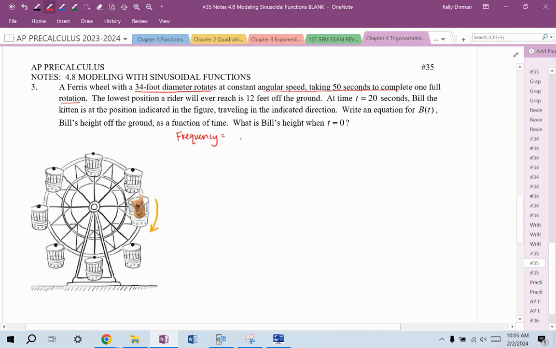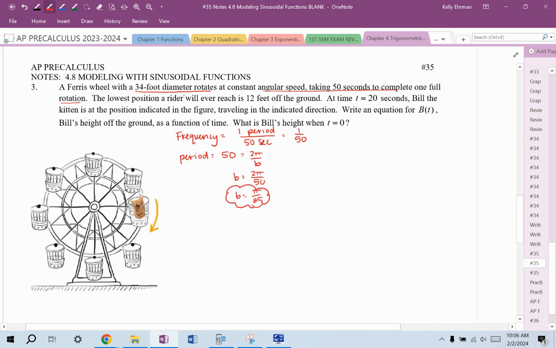It takes 50 seconds. Remember, it's how many periods per time is frequency. One full rotation is one period in 50 seconds. So that's 1/50th for the frequency. That means that the period is equal to 50, and that's equal to 2 pi over b. So that means that b is equal to 2 pi over 50, multiply b, divide by 50. So b is pi over 25. All right, we got b.